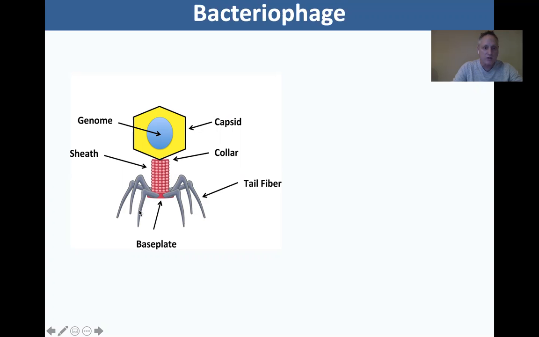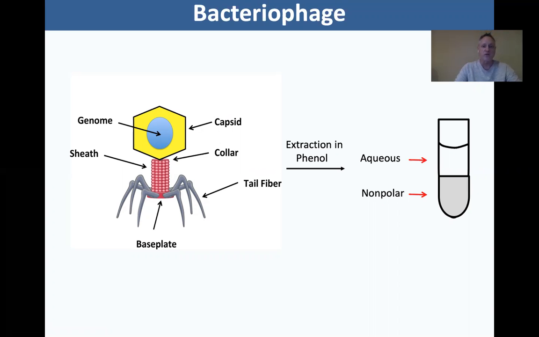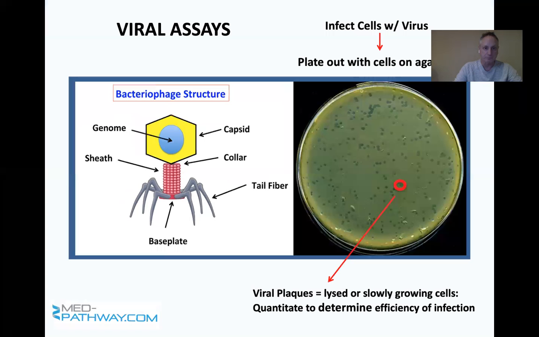These tail fibers serve to actually adhere to the host cell. It usually binds to specific membrane proteins that allow the virus to inject its DNA or to even enter the cell. So if you extracted this virus in phenol, you would get an aqueous and a nonpolar layer. And then you would recognize that the genome, either RNA or DNA, is going to be in the aqueous layer, and a lot of the proteins will be in the nonpolar layer. So this is how people actually measure viruses.